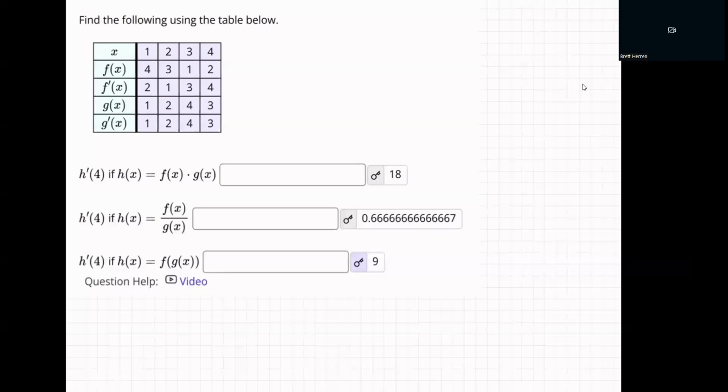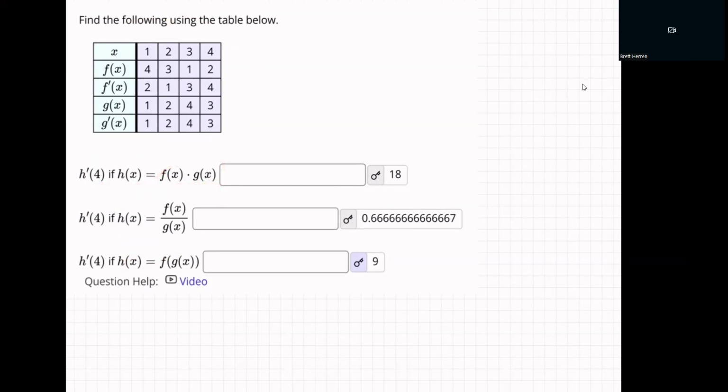Welcome to a question where we got a big table and then some fancy questions down here. First off, what's going on down here? Well, it's wanting h prime of 4 if h is f times g.